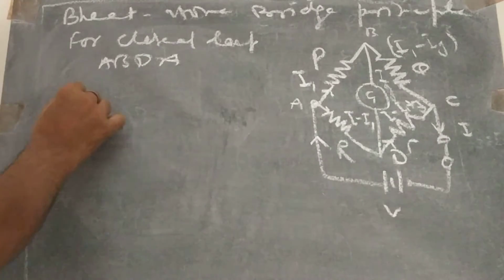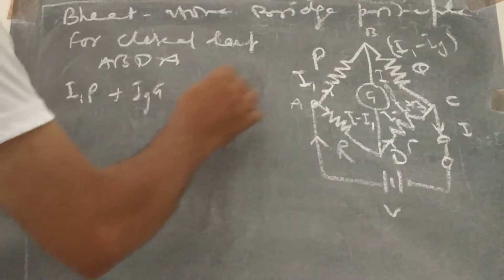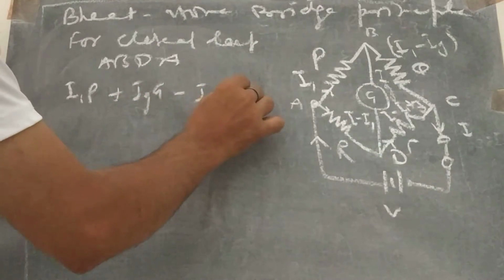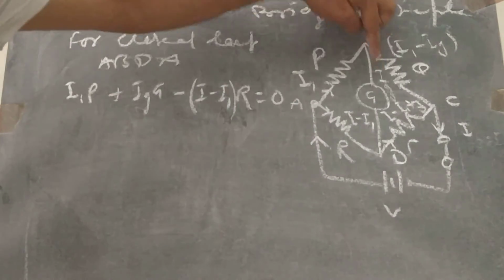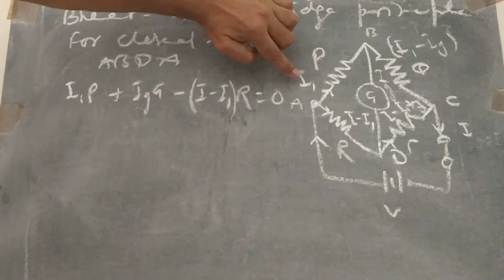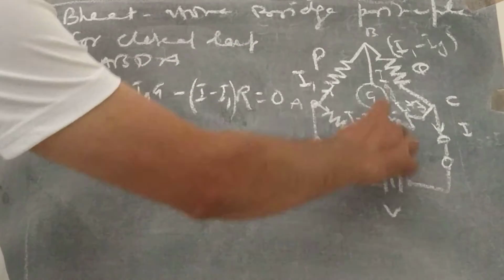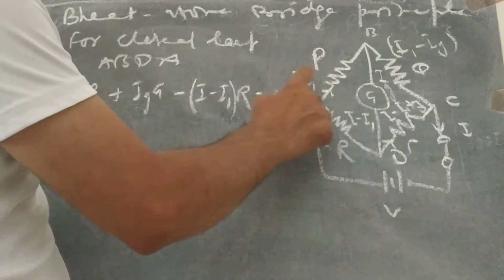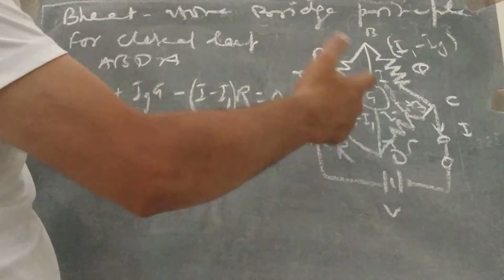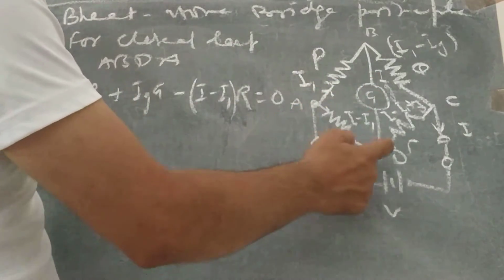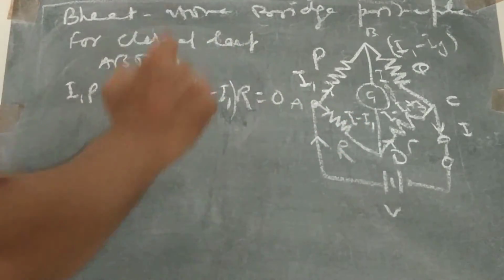Then I1 into P plus Ig into G minus (I minus I1) into R equals 0. So we have to understand how to apply the law. Here, the sum total of the product of, there is no EMF, then for this loop the voltage across this resistance is I1 P, the voltage across the galvanometer is Ig into G, where G is the resistance of this galvanometer, and then for this loop the direction is opposite, so (I minus I1) into R must be equal to 0.